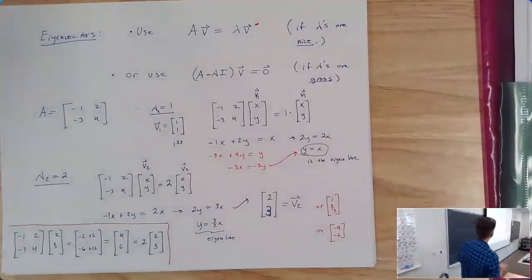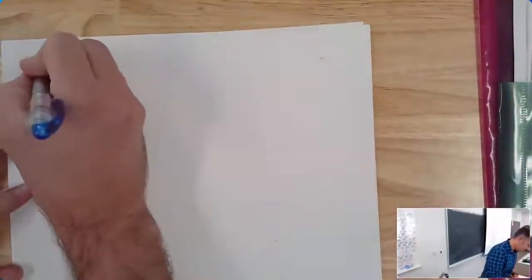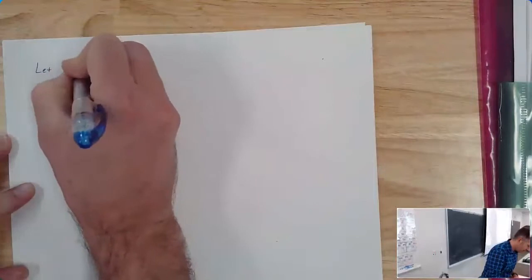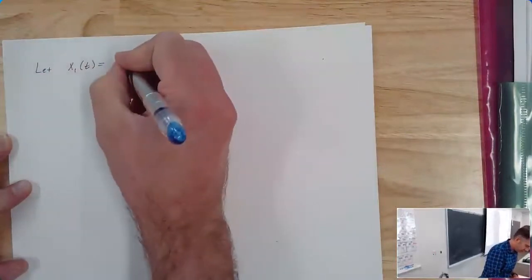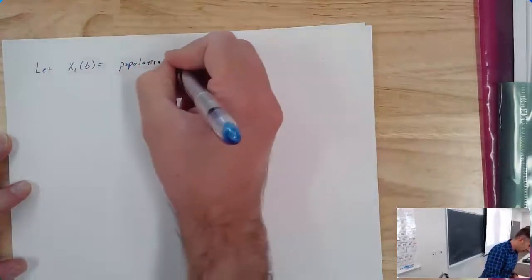Okay, so why are we talking about this? And also differential equations. Well, here's where we're going, and here's an example we can look at. Let's look at the following example. Let x1 of t equal the population of, say, wolves in a predator-prey kind of situation.